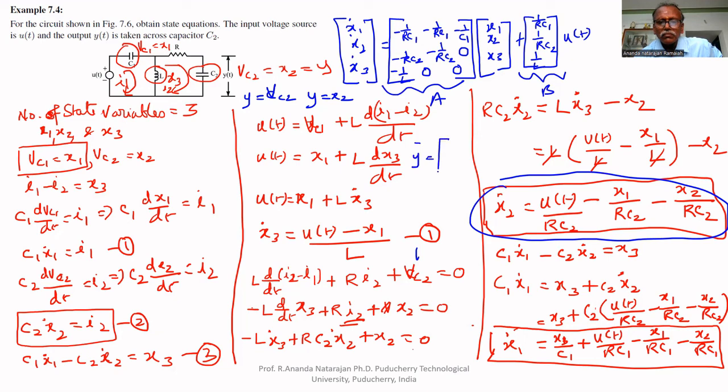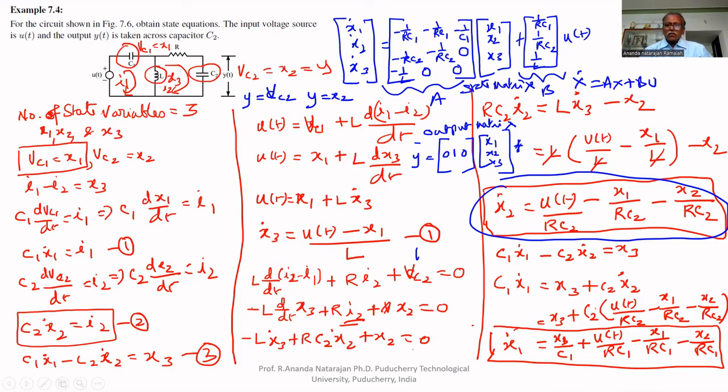If you put it in matrix form, y equal to [0 1 0] times x1, x2, x3. Here only x2 appears, therefore 0, 1, 0, plus the D matrix is 0. That's all. This is the output matrix. This first one is the state matrix. That is x dot equal to Ax plus Bu. This is y equal to Cx, the output equation. That's all.